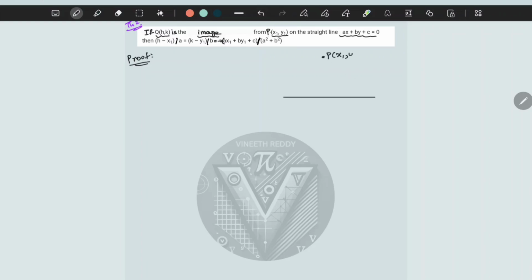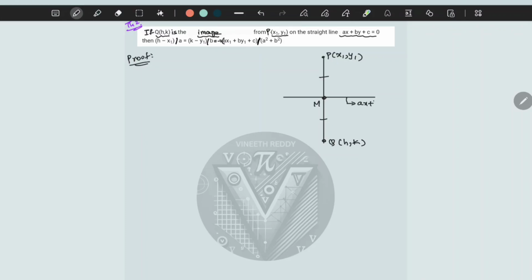So P(x1, y1) is the given point. Now we need to find the image of P with respect to the line. The image is Q(h, k). And what is so special about this point M? M is the midpoint of P and Q. That's how object distance is equal to image distance, am I right?